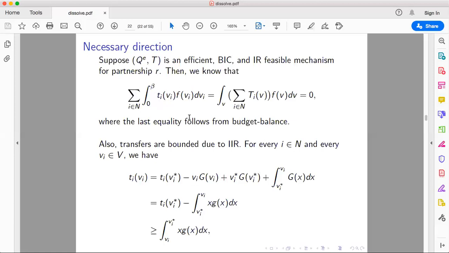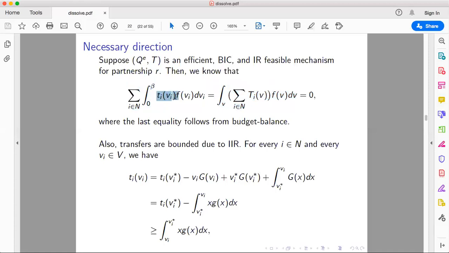So this is an interim expectation, right? So this is my interim payment. And this is my expected interim, so I'm taking another expectation over this interim payment. So that will give me the ex ante payment. That is, before I realize my type, what is my expected payment from this mechanism? And I'm summing over all the agents. Okay, sir.